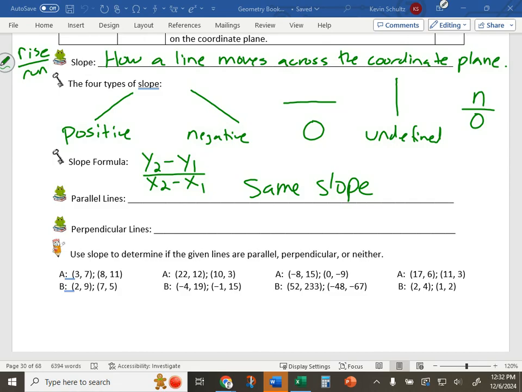Perpendicular lines. What is true about the slope of perpendicular lines? Evan. Do they have the opposite slope of each other? So the fancy name for it, negative reciprocal.